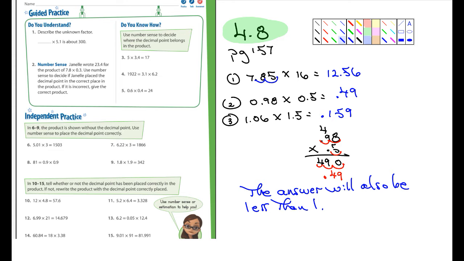Students thought it should be 0.049. That's incorrect. So we actually did it right here. If you went ahead and did 0.98 times 0.5, you end up with 490, and then you move it 3 places, and that's the answer right there. At the bottom of page 157, you would simply write the answer would also be less than 1, because if you have 2 numbers and you multiply them together, and both numbers are less than 1, then you can make a good assumption that the answer will also be less than 1.